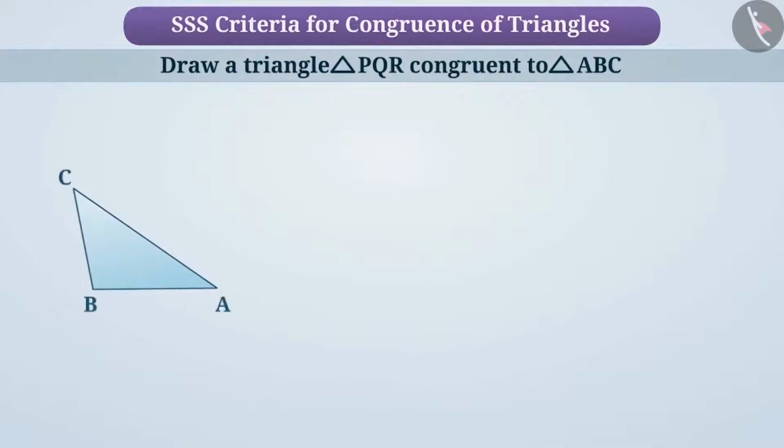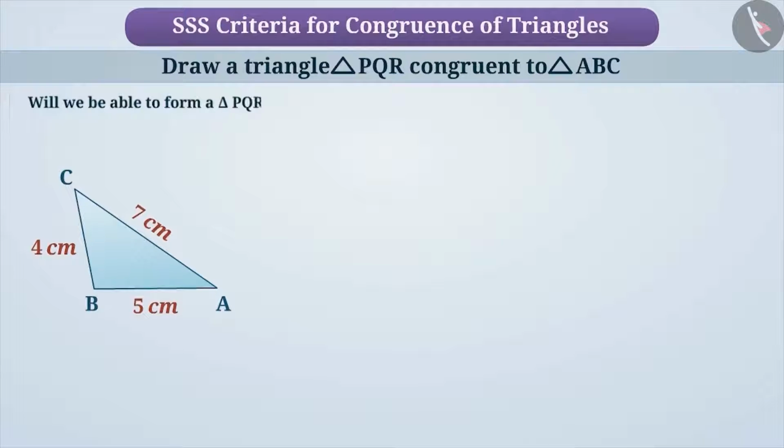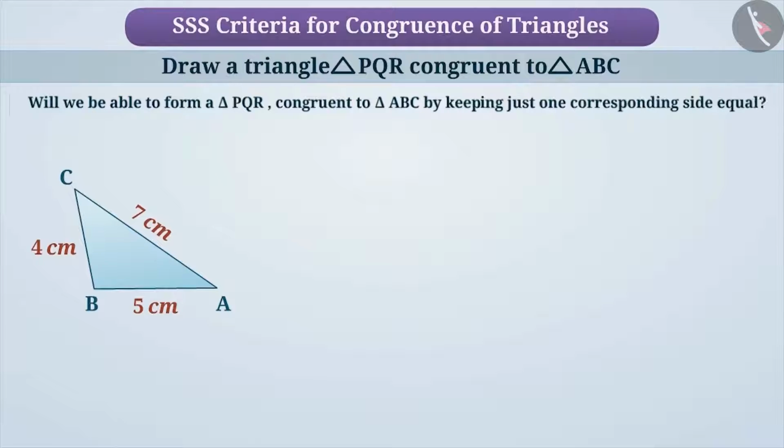Let's understand this in an interesting way. Suppose we have triangle ABC, where AB is equal to 5 cm, BC is equal to 4 cm and AC is equal to 7 cm. And we have to draw a triangle PQR congruent to triangle ABC. Will we be able to form a triangle PQR congruent to triangle ABC by keeping just one corresponding side equal? Think for a while.